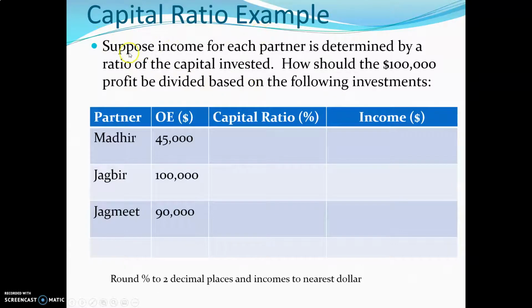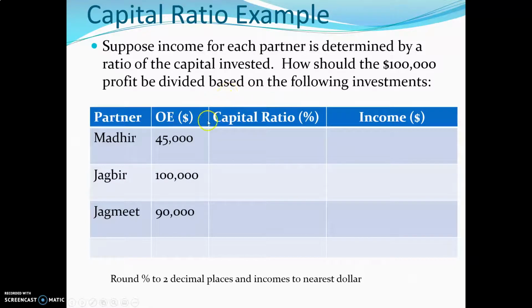Capital ratio example. Suppose income for each partner is determined by a ratio of the capital invested. How should the $100,000 profit be divided based on the following investments? Investments being the capital. I'd encourage you to pause and think and try to work through this question on your own before you see the answer.